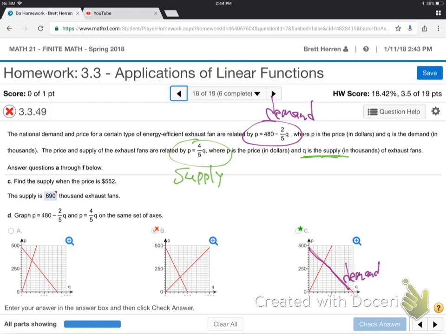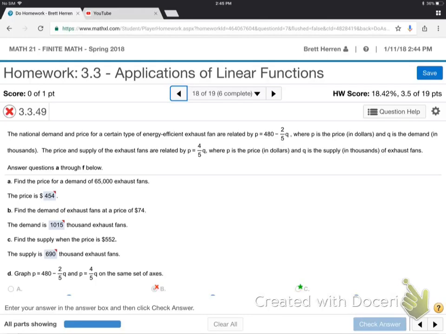What was question A? Okay, so again, this is demand. This is supply. So, what do I do? Find the price for a demand of 65,000 exhaust fans. Demand 65,000 exhaust fans. We're talking about demand one. We're talking about this one. Well, I should use the same color. We're talking about that one.